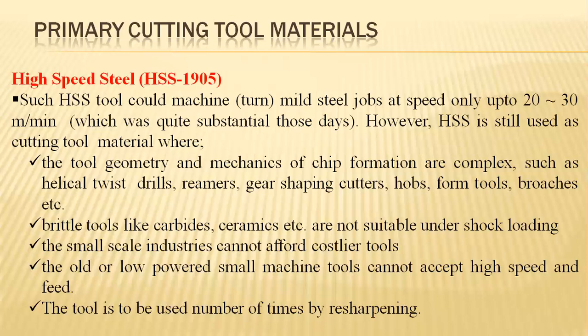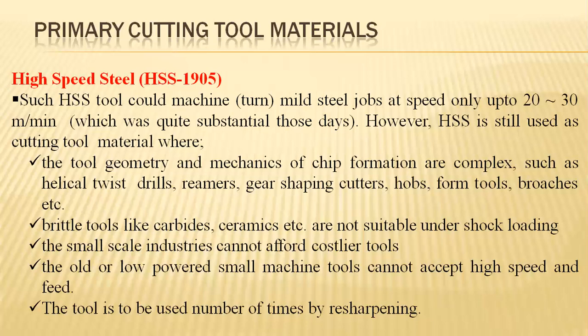These are the processes in which this HSS metal is used as a tool. Brittle tools such as carbides, ceramics, etc. are not preferred because shock loadings lead to fractures in the materials, because this HSS has high strength and is less brittle, while brittle materials are not suitable for machining by HSS.